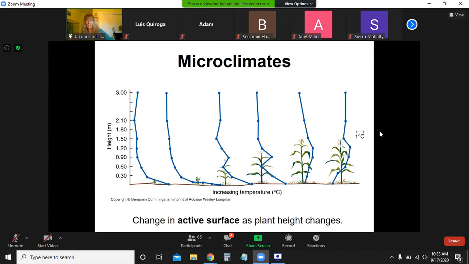So very, very little aspect for us of dealing with these microclimates. We control ours pretty steadily.